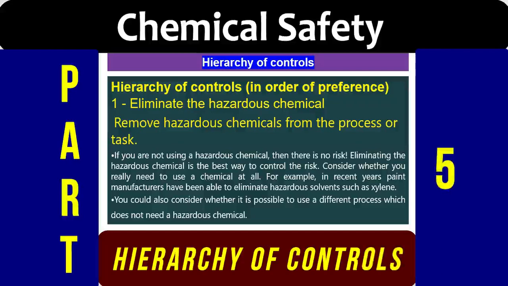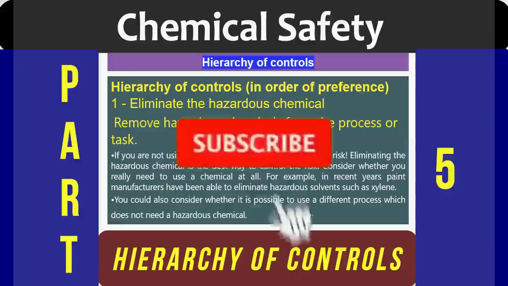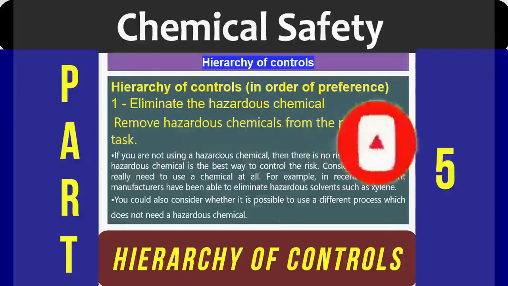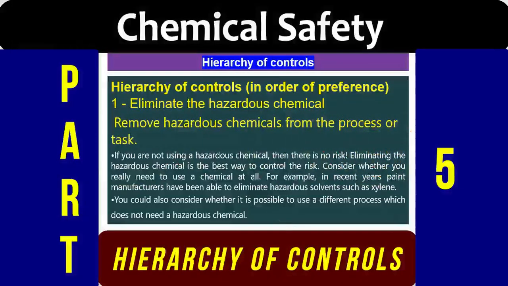Point number one in the hierarchy of control with respect to the preference order: elimination, to eliminate the hazardous chemicals. What it means exactly: remove hazardous chemicals from the process or the task. If you are not using a hazardous chemical, then there is no risk at all. Eliminating the hazardous chemical is the best way to control the risk. Consider whether you really need to use a chemical at all.